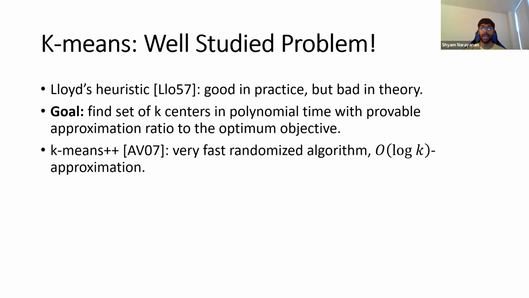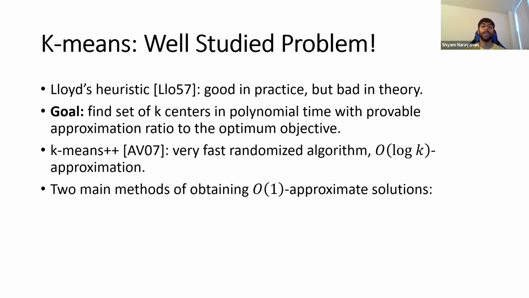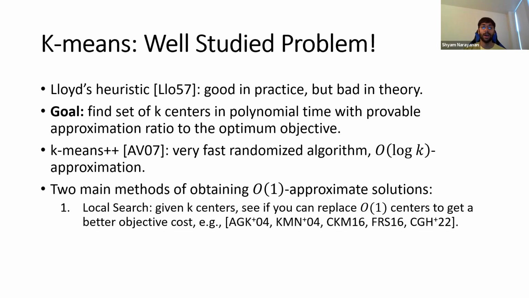There's an algorithm called k-means++, which is a very fast randomized algorithm, and in expectation achieves an O(log k) approximation. To obtain O(1) approximation algorithms, there are basically 2 major methods. The first method is local search. The idea of local search is we start off with some k centers, and we keep trying to replace O(1) of those centers, or a small number of the centers, with some better centers to get a better objective cost. And we keep trying to do this until we can no longer do it.